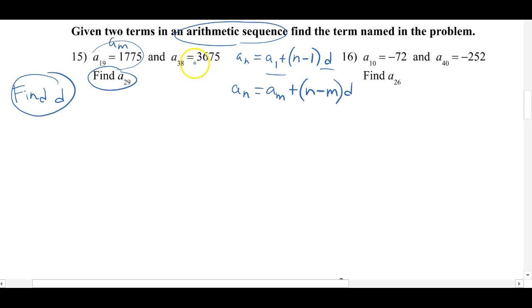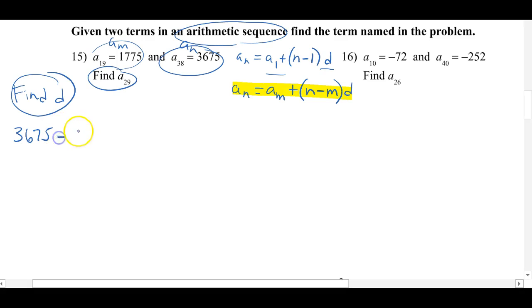So now I'm going to plug in my values. Because now this is our last number, or the other term, a sub n. So I'm going to plug that in there. So I'm going to do that over here. So now 3,675. So again, what I'm doing is I'm using this formula here. And remember, all I did was I changed the a1 to be this first term here. Or basically we're treating that 1,775 like it's the first. And then I also changed the 1 to this term, or this number here, the 19. And I'm just going to call it m. Okay?